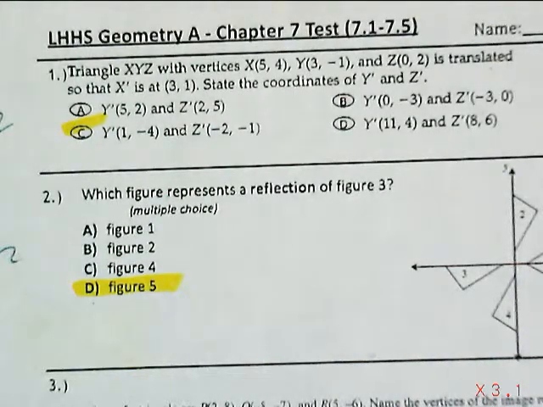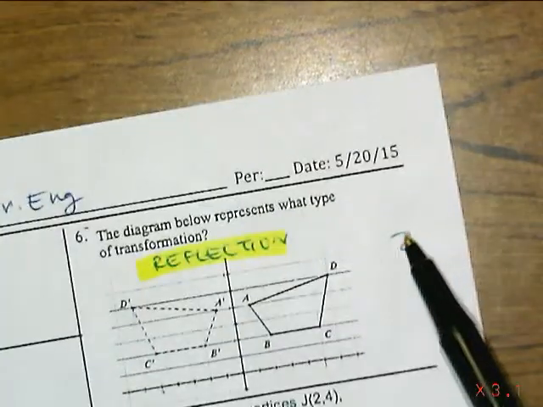All right, this is the Chapter 7 test corrections and solutions. This was taken on May 20th, 2015.